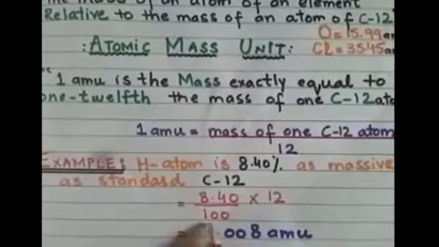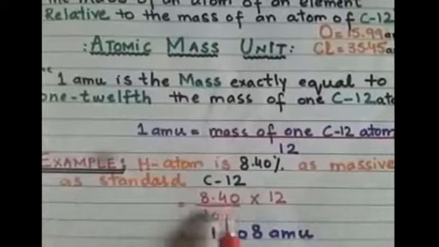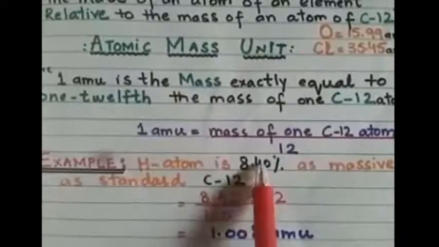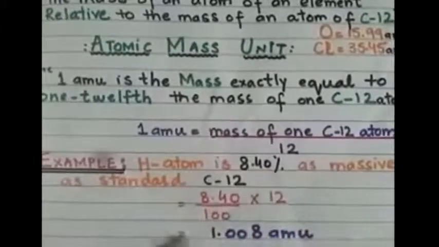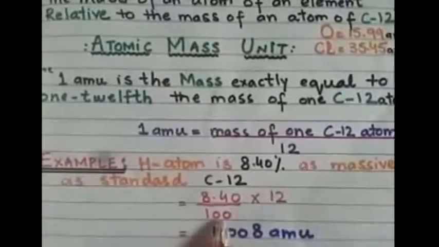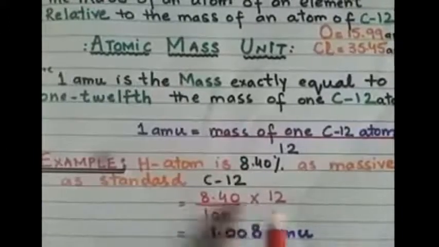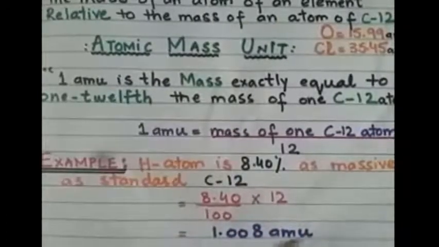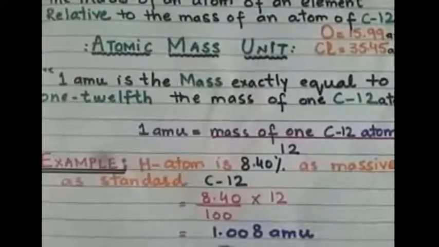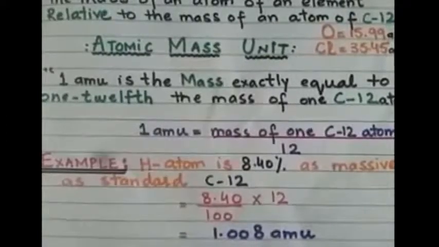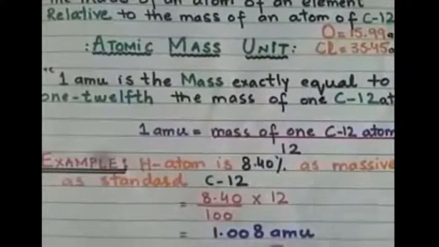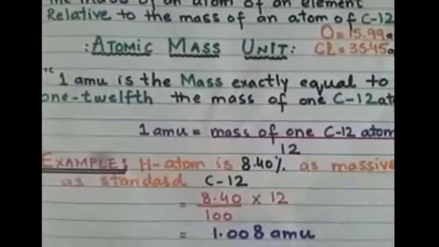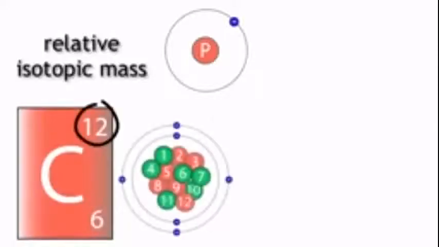So by applying the formula, 8.40, which is the percentage of hydrogen, divided by 100, which is the percentage of carbon, multiplied by 12, and calculating this whole value, we get an answer of 1.008 AMU. This is the relative atomic mass of hydrogen, and it is represented in a unit of AMU, that is atomic mass unit. It is the mass of an element in relation to carbon 12.